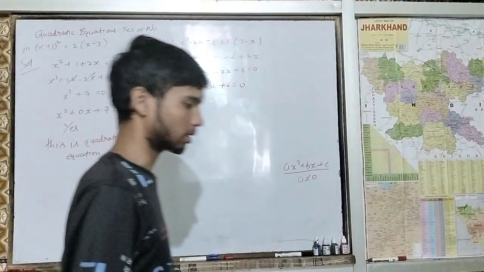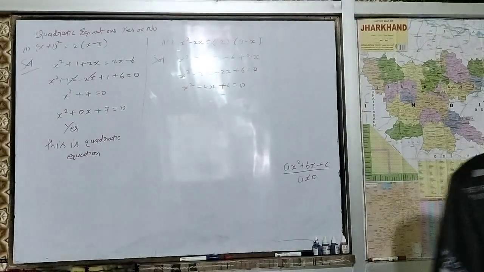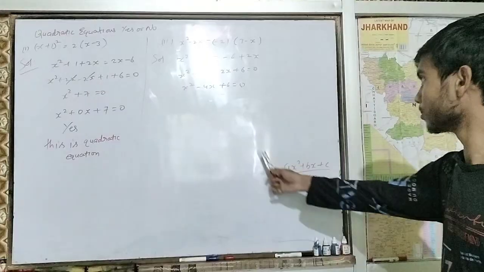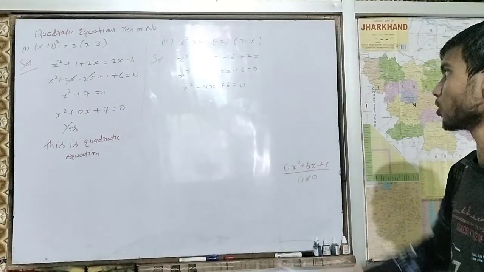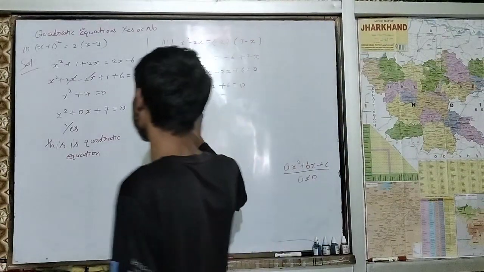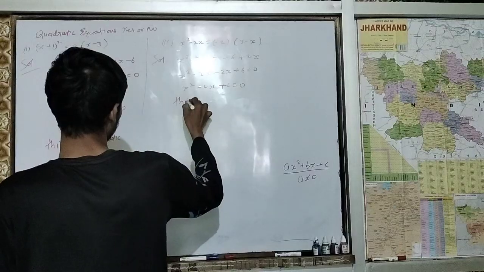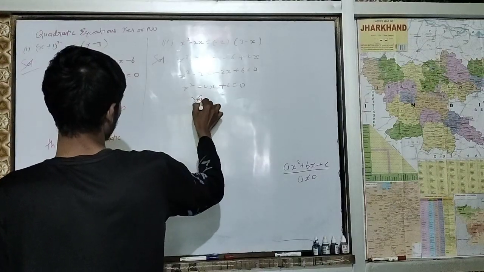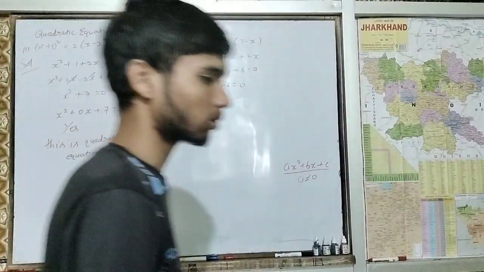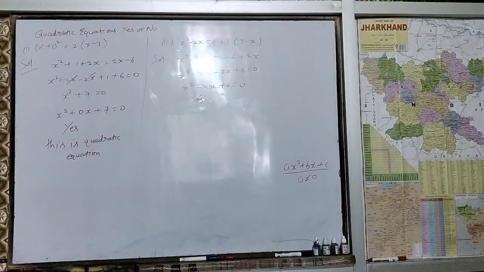Now that's it. This is our ending. Here you can see this is in this form. That's why this is also a quadratic equation. Yes, this is a quadratic equation. Next question I am going to write.